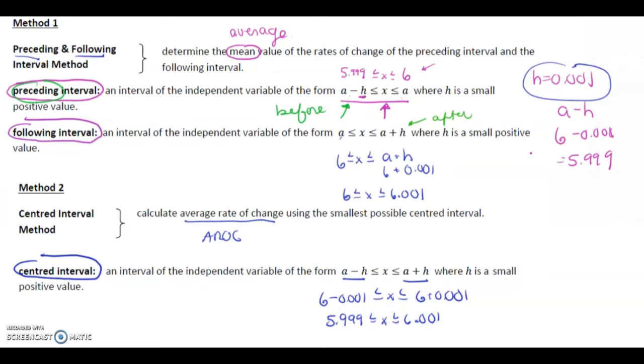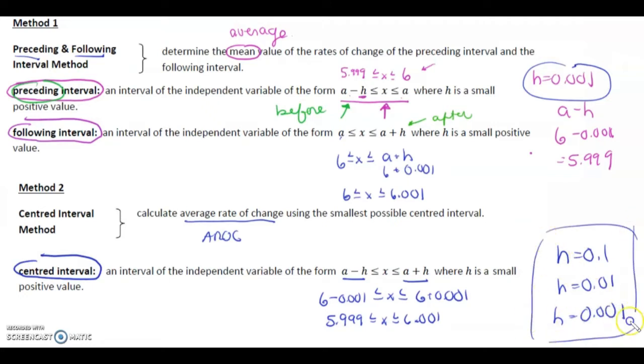Okay, please note some of these questions on your test may say h is 0.1, h is 0.01, or h equals 0.001. It's usually one of these three. It may be specified, so just read the question.